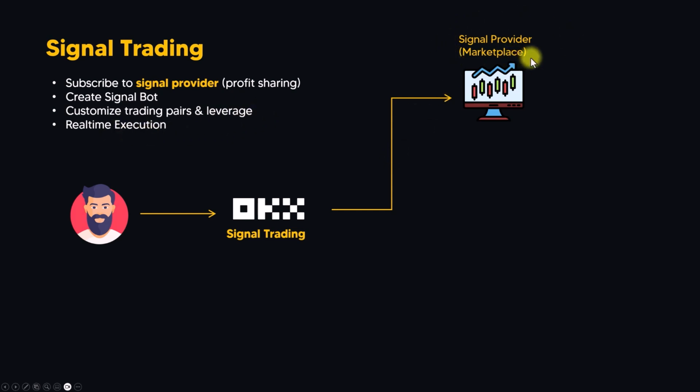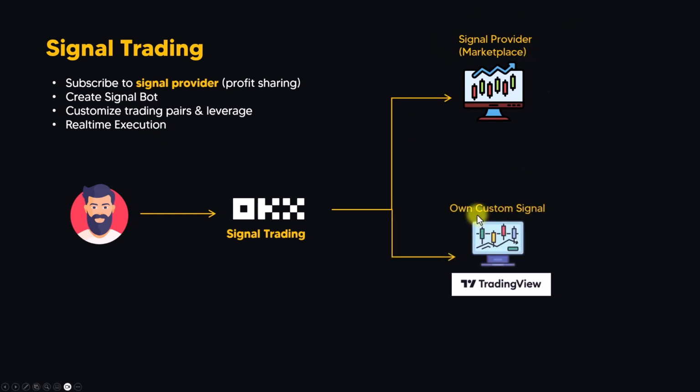We may customize a little bit, and when there's a signal, it will be executed directly. Other than a signal provider, we can also create our own signal by connecting it to TradingView. It is quite advanced, by the way. If you are familiar with TradingView and you can program using Pine Script, you can connect your TradingView alert to trigger an order in the OKX bot. In this case, there's no profit sharing because it's our own signal. To summarize, there are two signals: one is from signal providers and the other one is from our own custom signal.